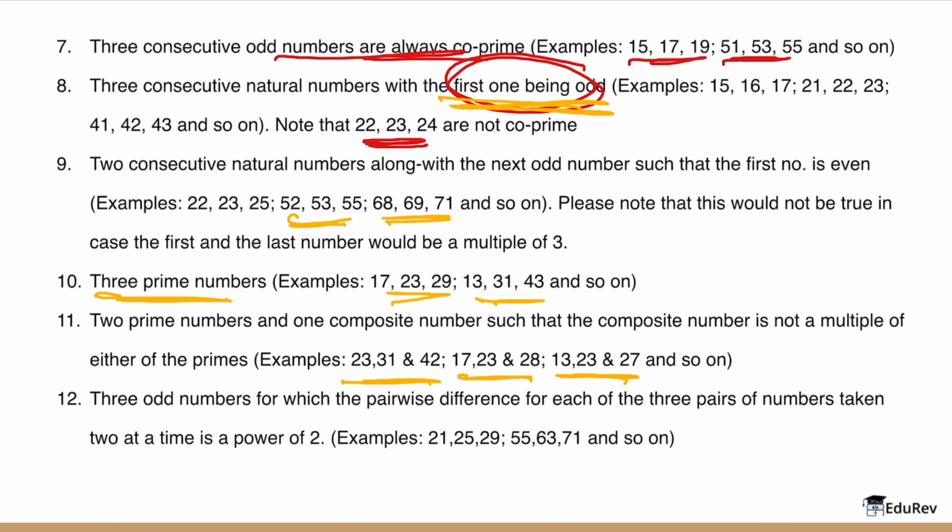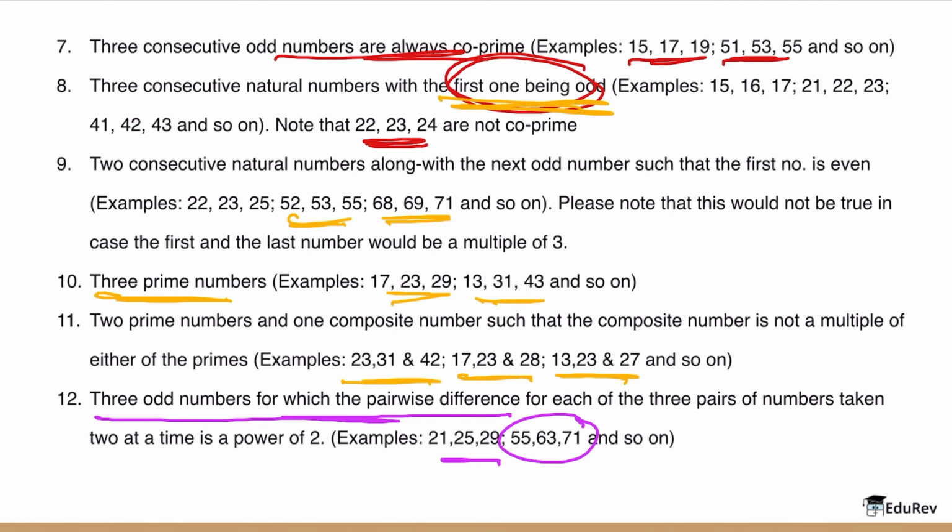Correct? Next is 3 odd numbers for which the pairwise difference for each of the 3 pairs of numbers taking 2 at a time is a power of 2. And what are the examples of these? The examples are 25, 29, 55, 63, 71 and so on. So this is done. Okay.